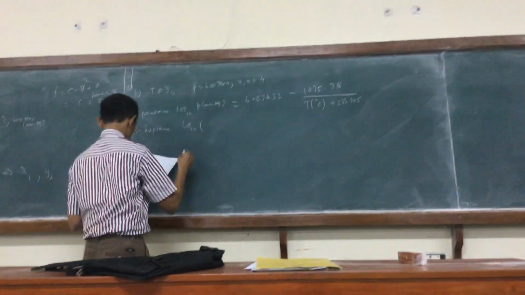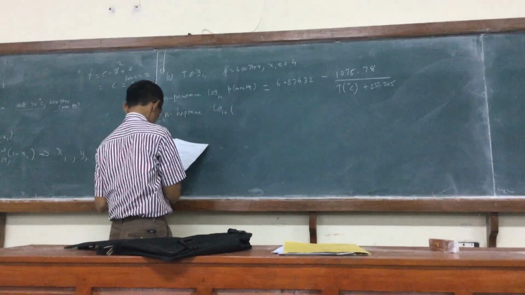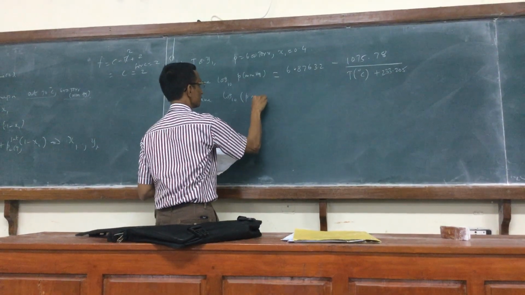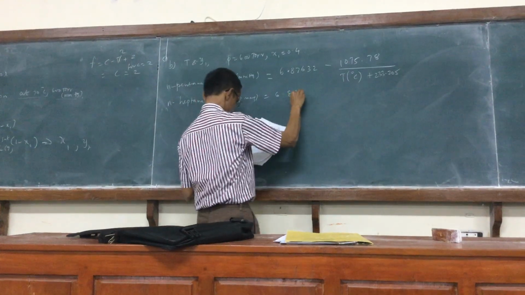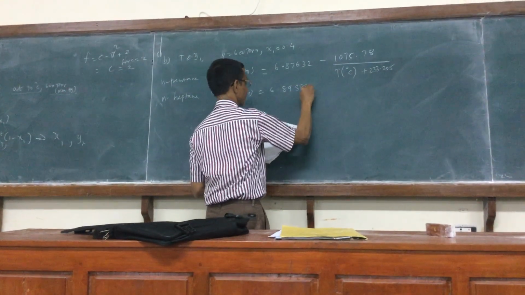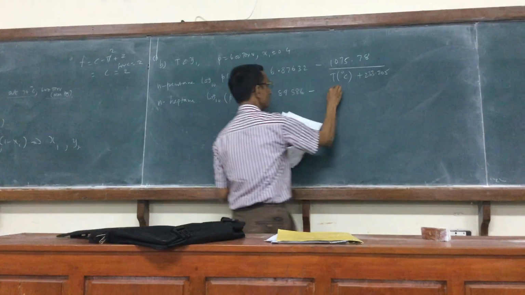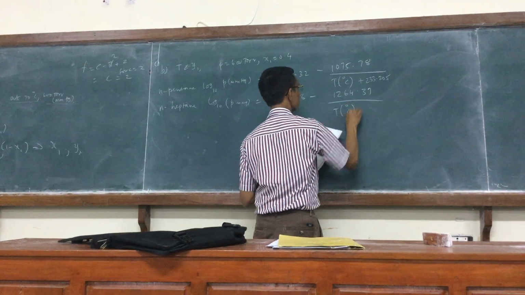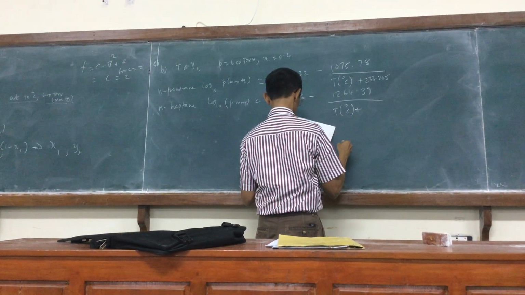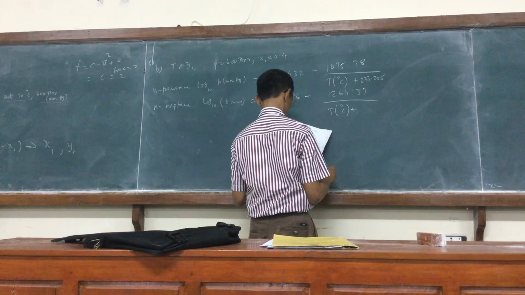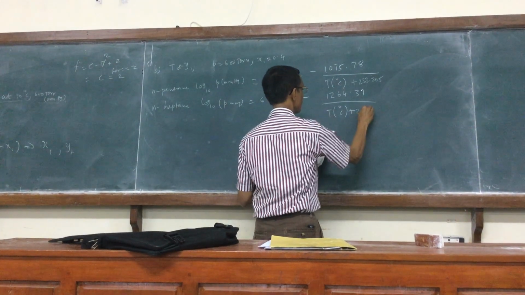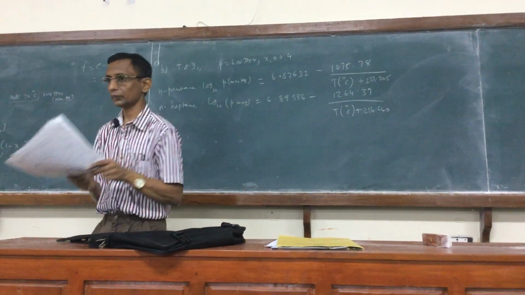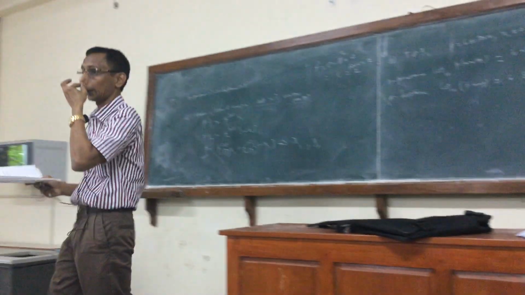I have log10 P sat equals 6.89386 minus 1264.37 over T plus C, given. And so what is the first step in the algorithm?